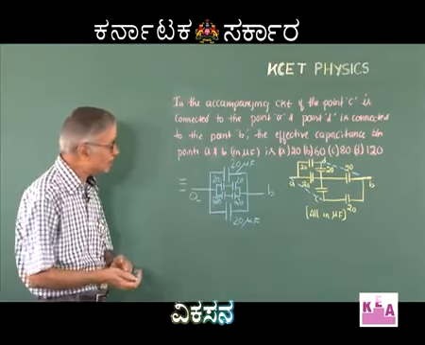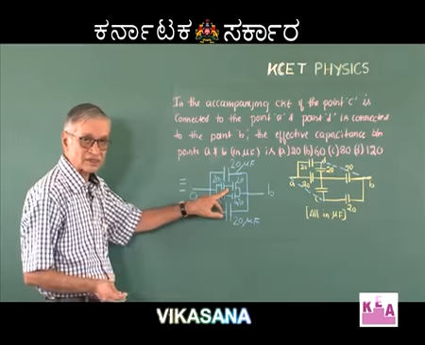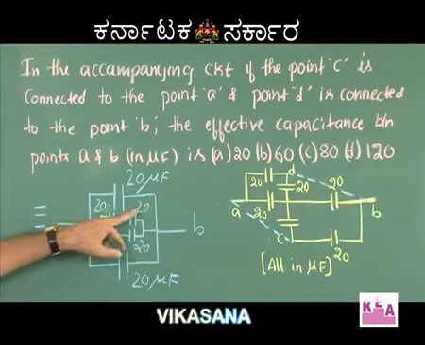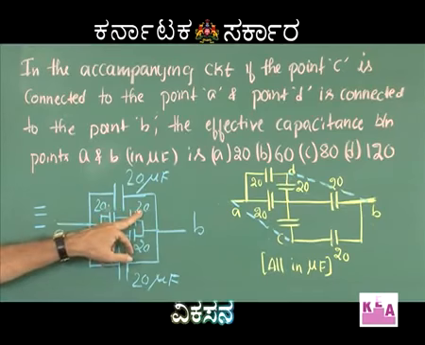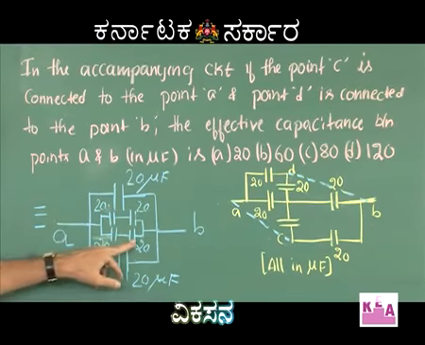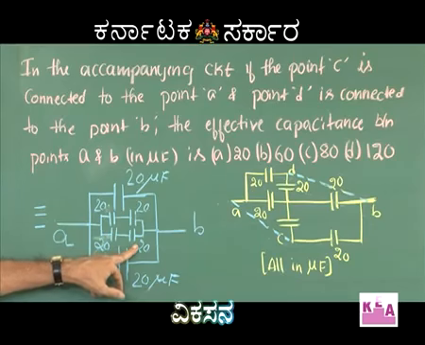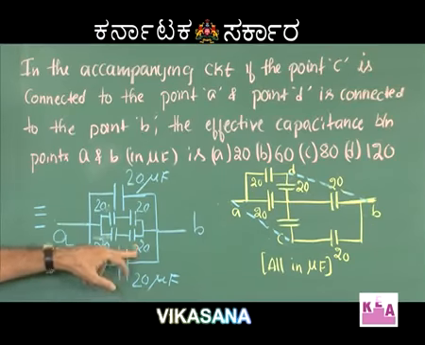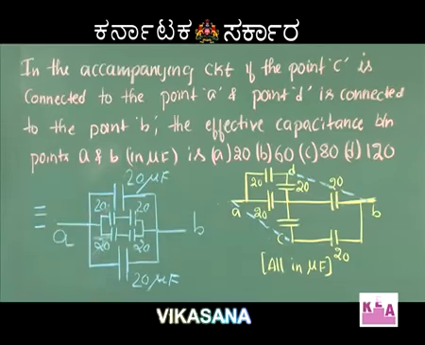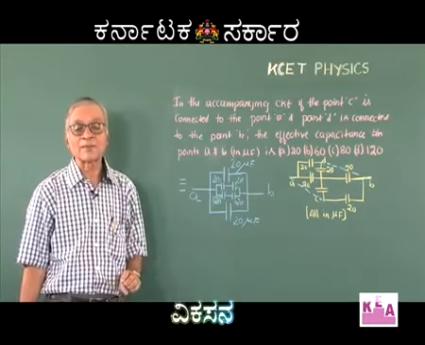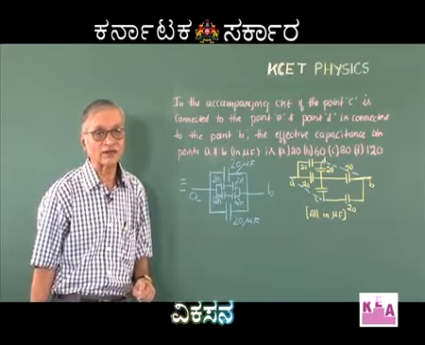I request you to please note the middle part of the circuit. 20 and 20 are connected in series, equivalent is 10. Another 20 and 20 are connected in series, equivalent is 10. This 10 and this 10 are connected in parallel. It makes capacity as 20 microfarad.